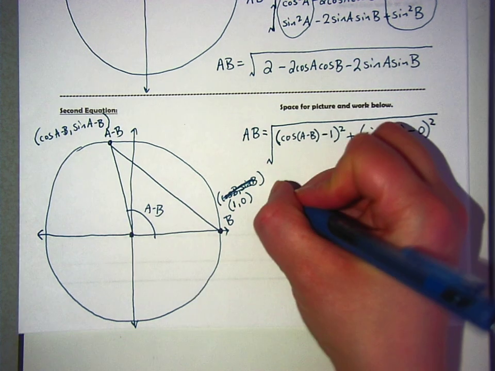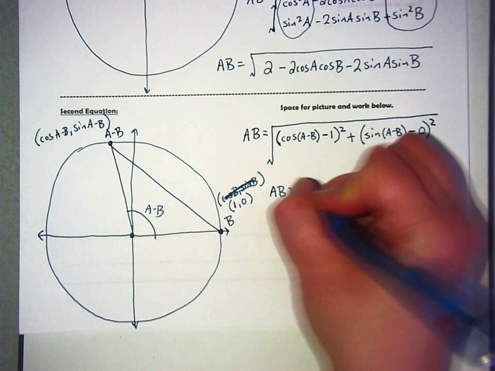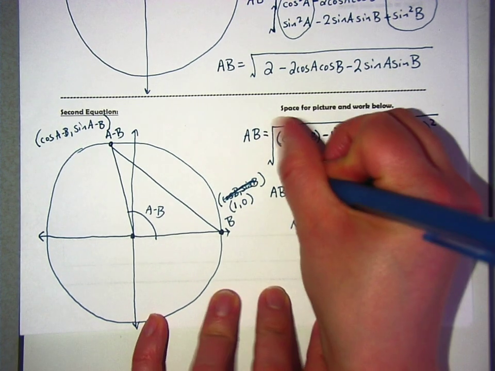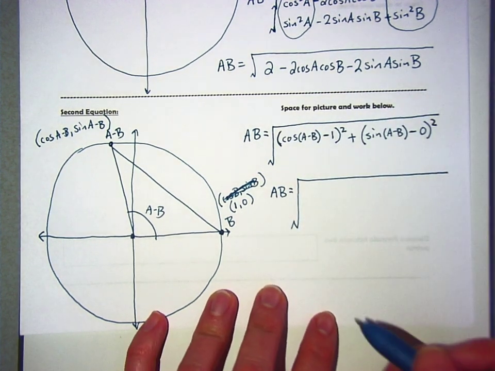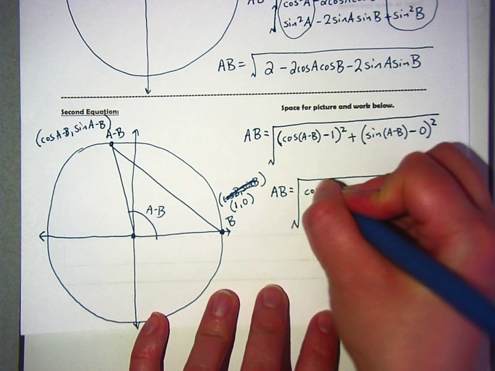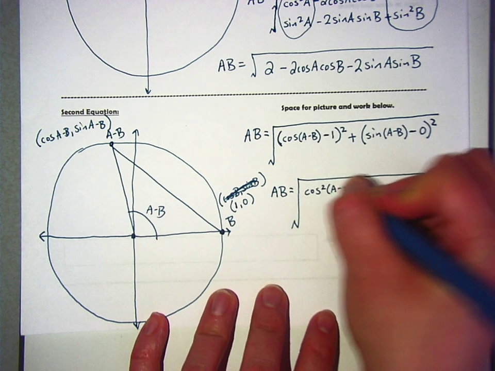And then if I was to FOIL it out, it would be the cosine squared of A minus B.